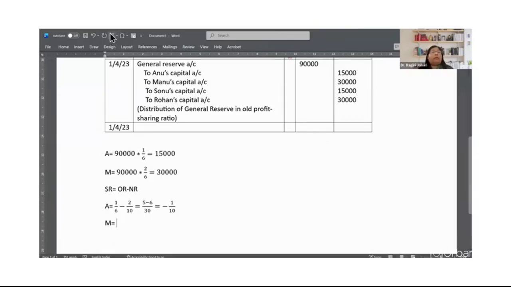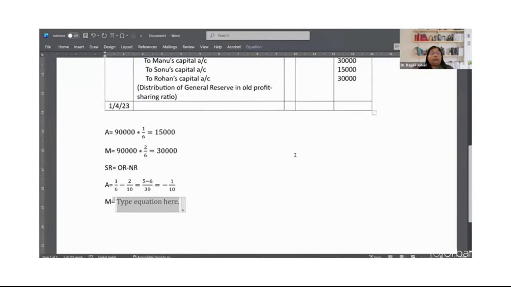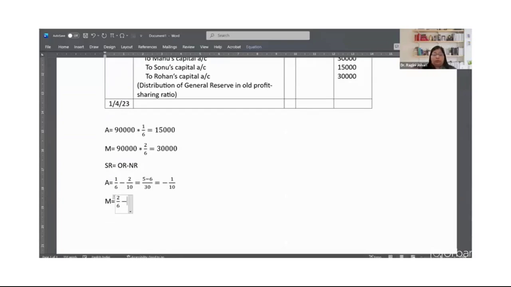Similarly, for the next partner, we can find out the ratio. This is 2 upon 6 minus 4 upon 10. Okay, so here also the denominator is 30: 6 5s are 30, 5 2s are 10, minus 10 3s are 30, 3 4s are 12. Okay, this is again a negative 2 upon 30.